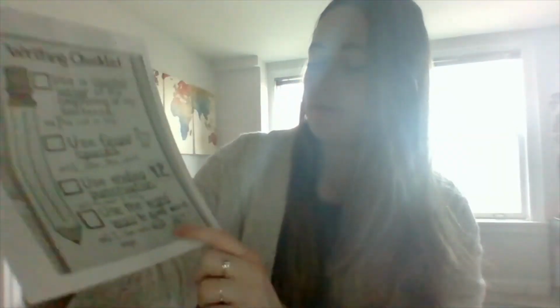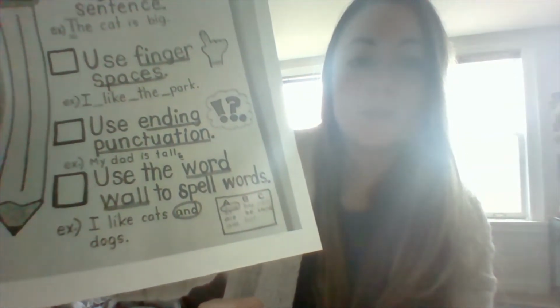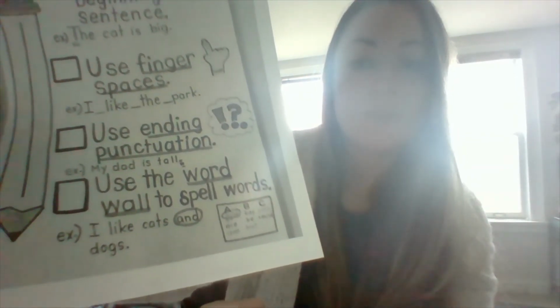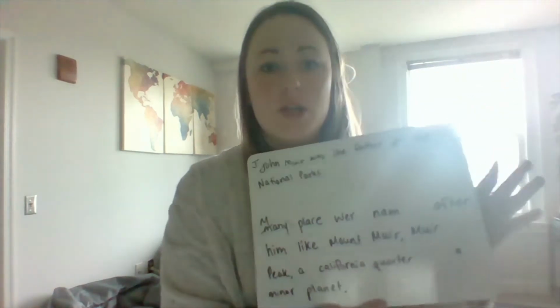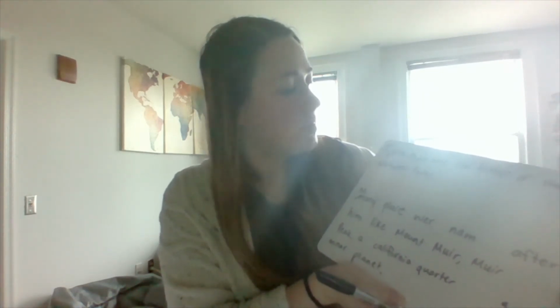So the next one, use the word wall or just your own knowledge or the knowledge that you have from your computer and research to spell words correctly. All right, so I'm going to go through and see. Okay, so right now I have John Muir was the father of the national parks. To me, looks like all those words are spelled correctly, so I'm going to skip that.